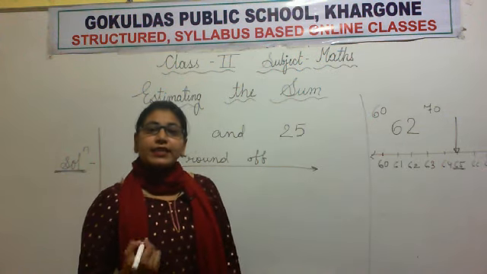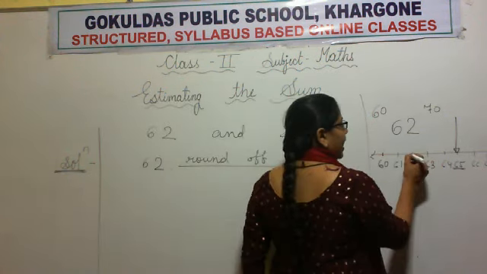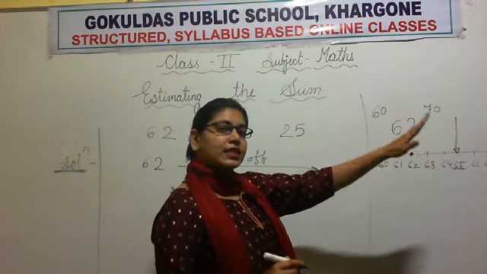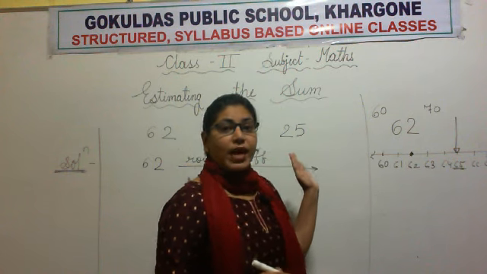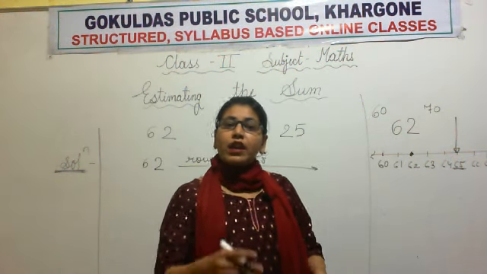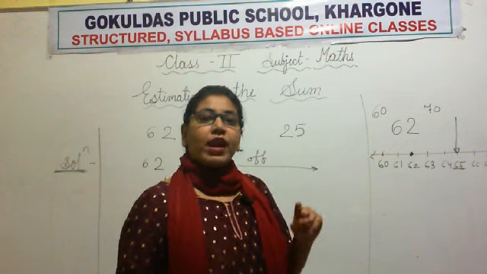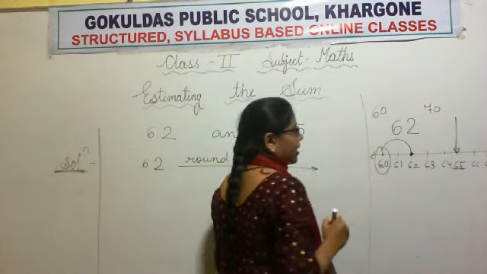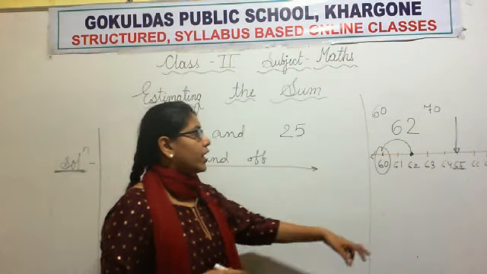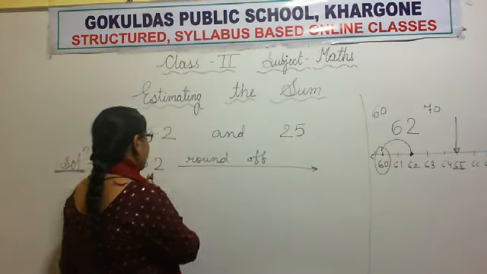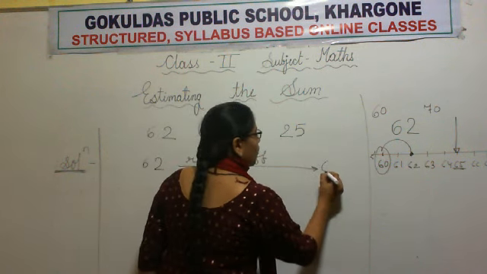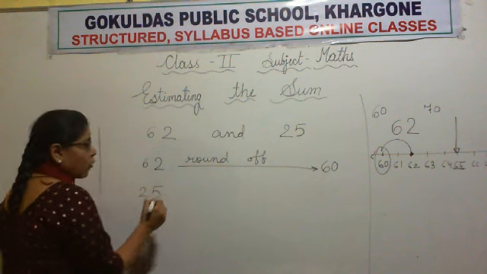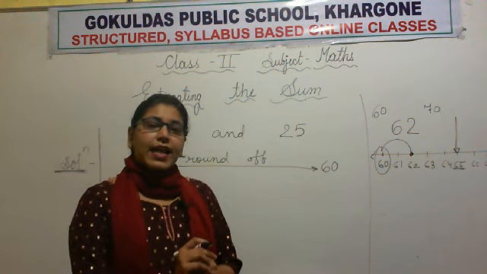Now let's see where the number 62 is lying. Here. So 62 is left of the halfway mark. It means we will round down. So we will get 60 after rounding down 62. So when we round off 62, we will get 60. Now 25. This round off we have learned in our previous lecture.